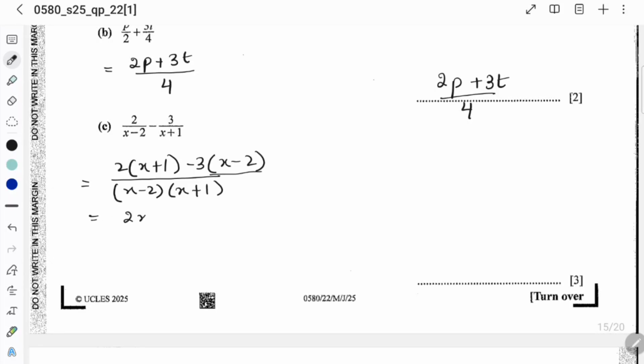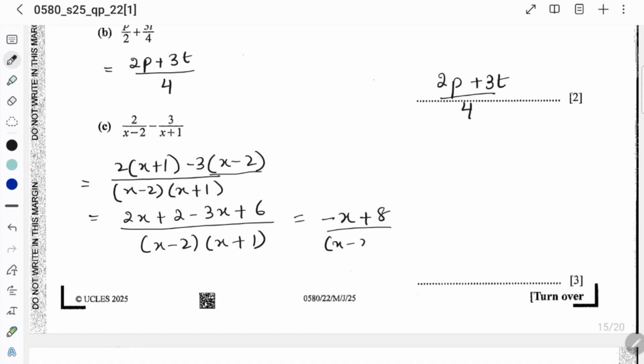Okay, so 2x plus 2 minus 3x, 3 2s is 6, over x minus 2 and x plus 1. After that, just simplify that: 2x minus 3x is only x, but with the minus sign because 3 is greater, and then 2 and 6 is 8 upon x minus 2 and x plus 1. This is the answer for this question: minus x plus 8 upon x minus 2 and x plus 1. And it was a 3 marks question.